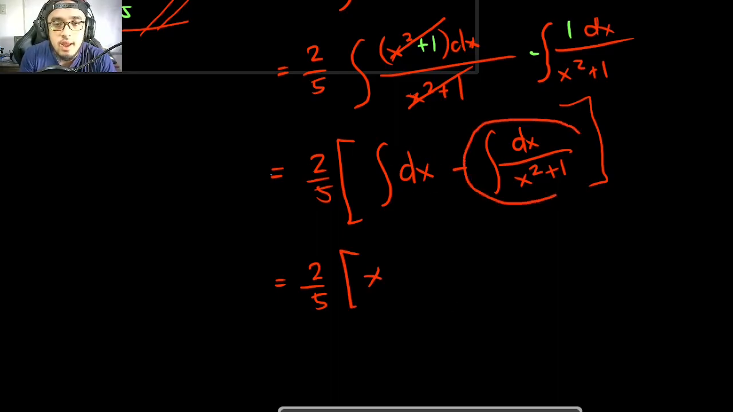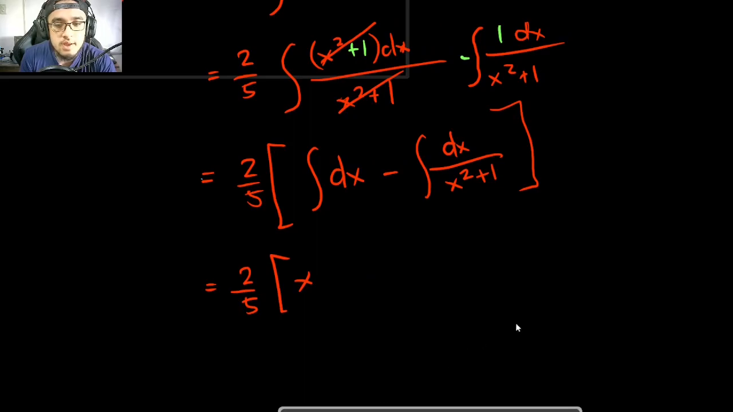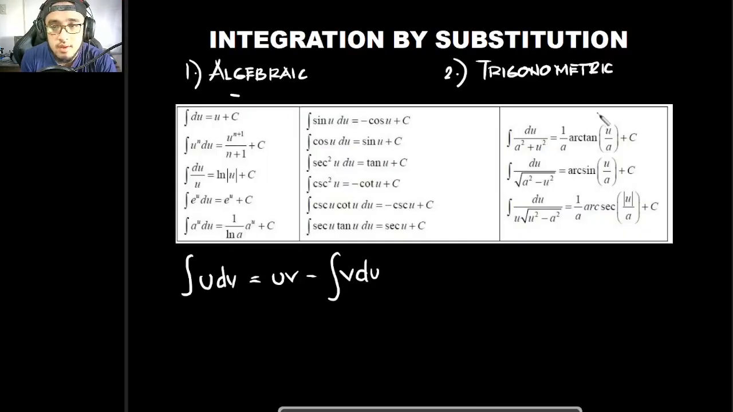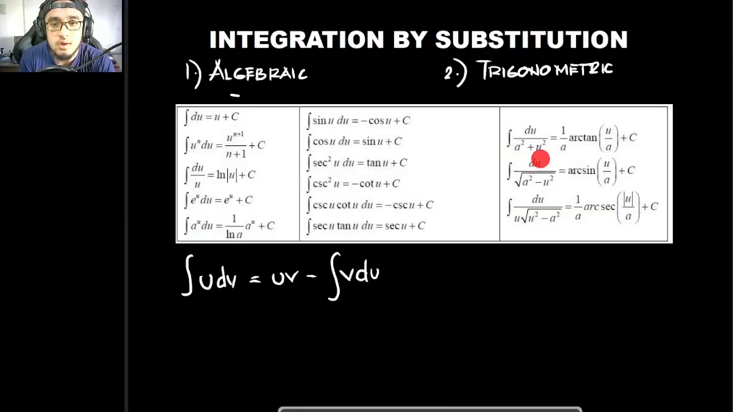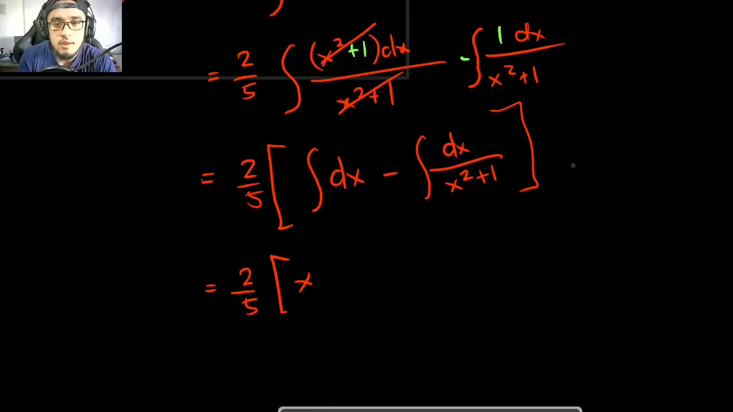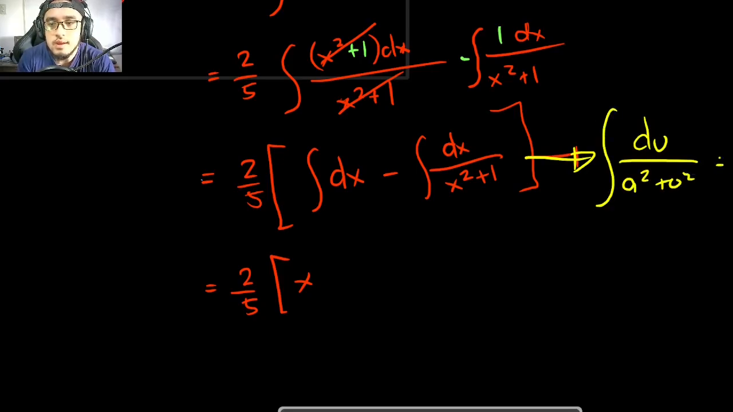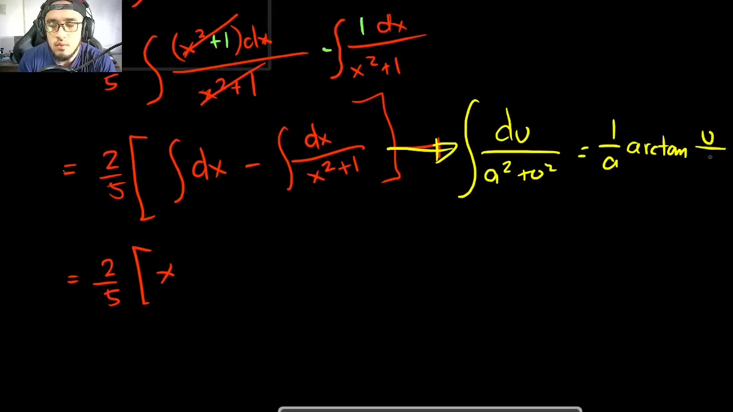How about for this one right here? So if you can remember this basic formula right here, which is, well, this one. So du divided by a squared plus u squared is equal to 1 over a arctangent u over a plus c. So we would be using this equation, since this equation is fairly similar to this equation. So once again, this can be written as du over a squared plus u squared. So the integral of that is equal to 1 over a arctangent u over a.